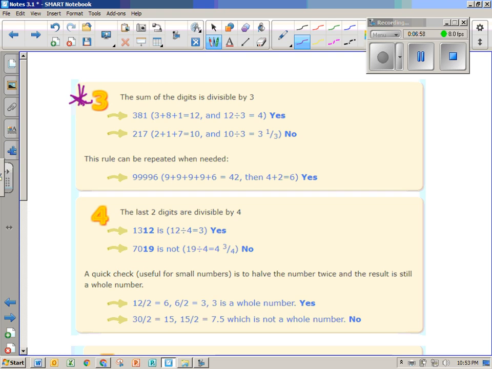381, 3 plus 8 plus 1 is 12. So yes, it's divisible by 3. 217, that adds up to be 10. 10's not divisible by 3, so no.